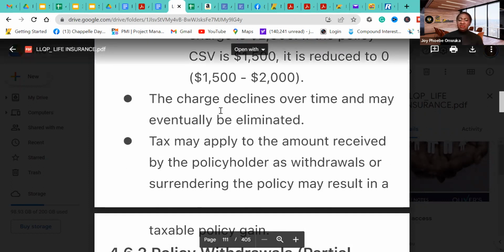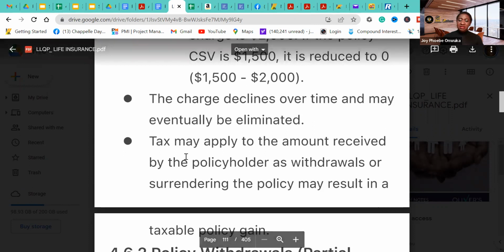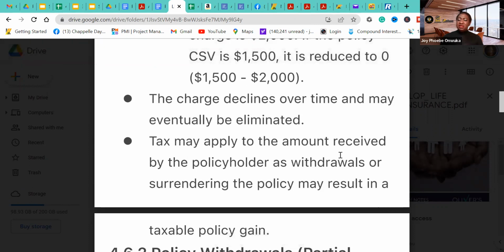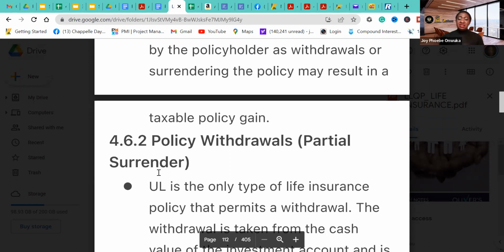Now, the charge declines over time and may eventually be eliminated. Tax may be applied to the amount received by the policyholder. Withdrawing or surrendering the policy may result in a taxable policy gain. Okay?